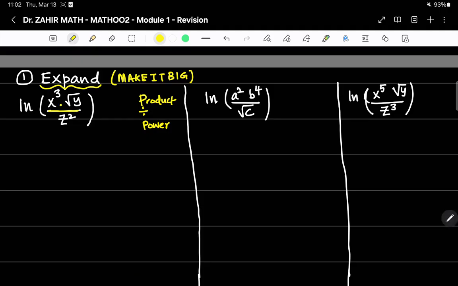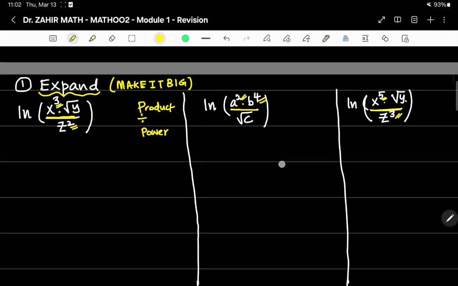Look here, there is a product here, there is a divide here, and there is a power here, and a power here. Keep in your mind, there is a product, a divide, and a power here, and here also a power is there. So nothing to worry. Okay, right.